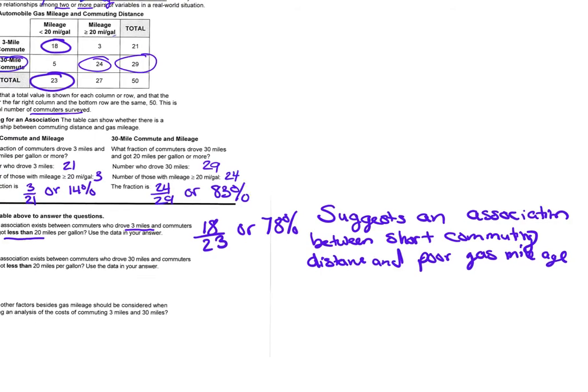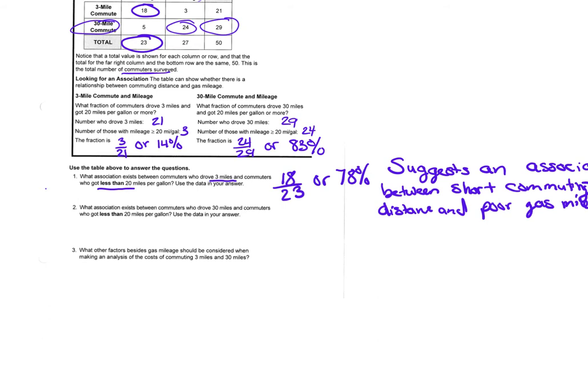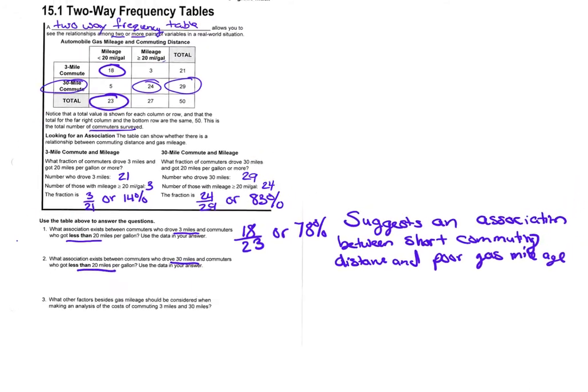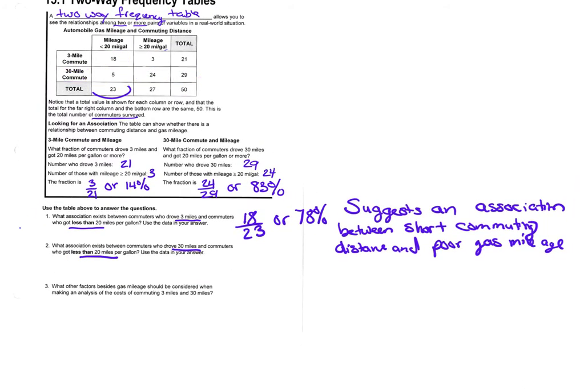So you're going to be reading these and seeing patterns and trends that you see in the table and in the data. On the next one, it says, what association exists between commuters who drove 30 miles and got less than 20 miles per gallon? So now we're looking at those who drove 30, and got less than 20 miles per gallon. So that's going to be 5 out of the total, which is 23, or about 22%.